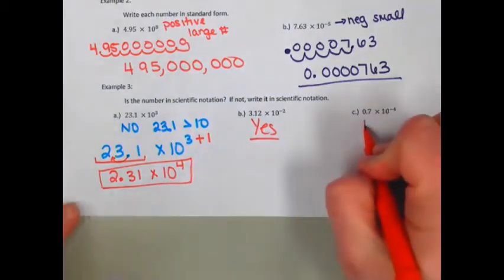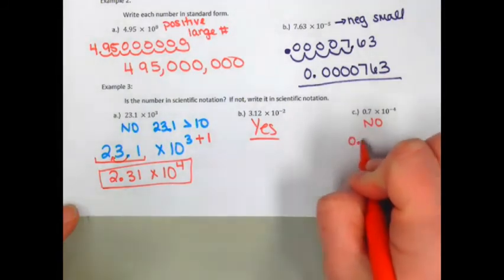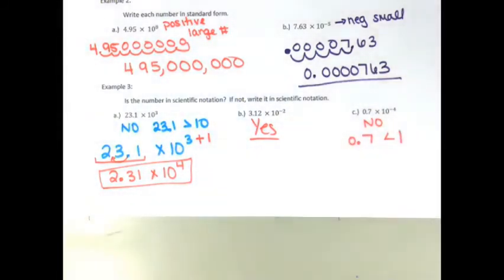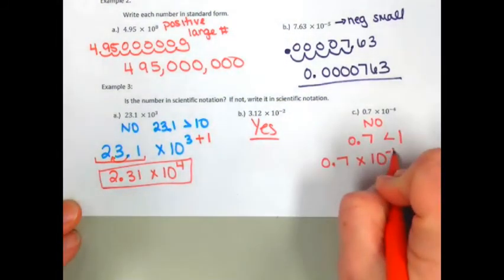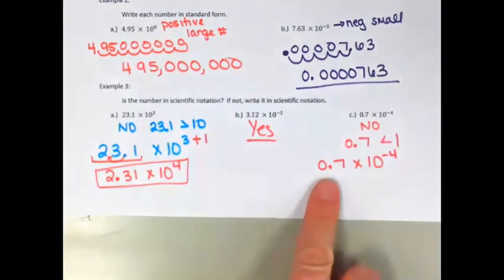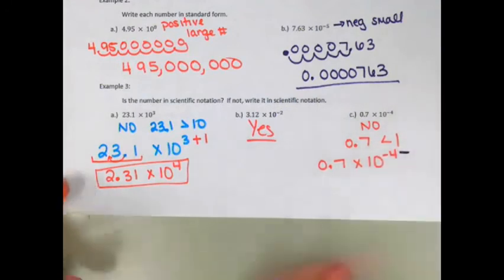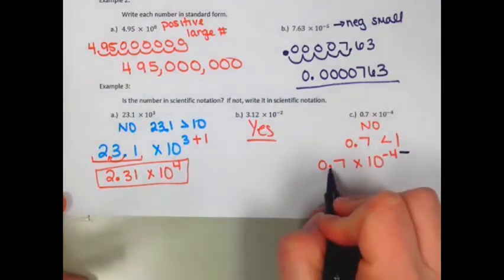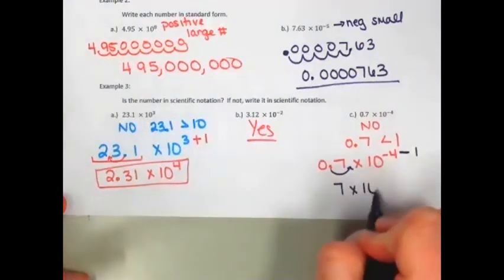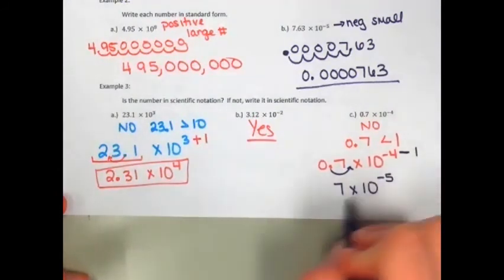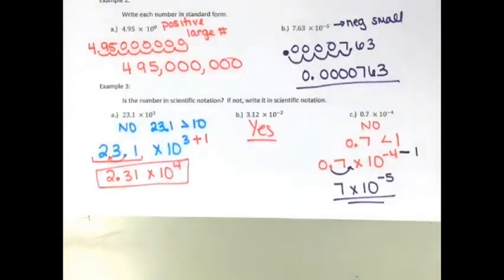No. Because 0.7 is what? Less than 1, right? So real quick, I rewrite this for a second. 0.7, is that going to be a positive or negative exponent? It's going to be negative, so I'm going to subtract. How many times do I have to move my decimal over? Once. So it's going to be 7 times 10 to the negative 5th power. And there you go.